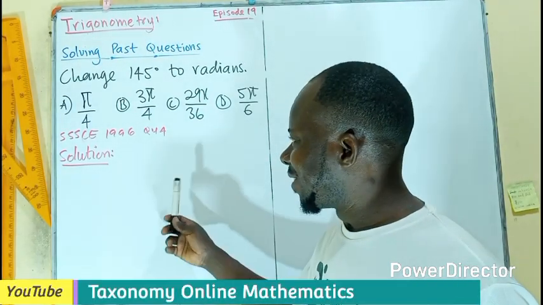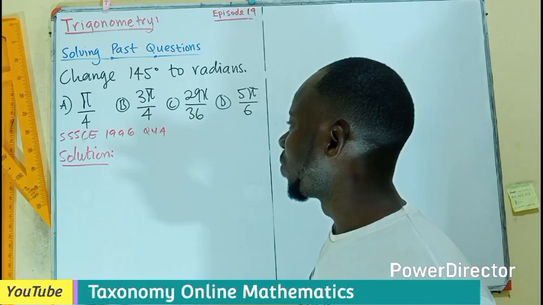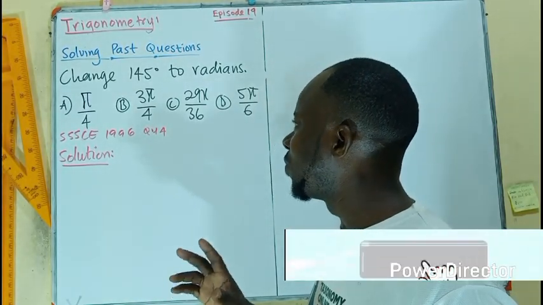Hello, welcome. This is 1996, question number 4, still on trigonometry, episode 19. We are to change 145 degrees to radians.